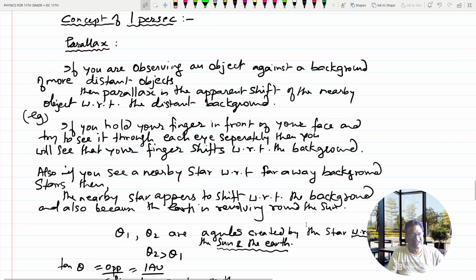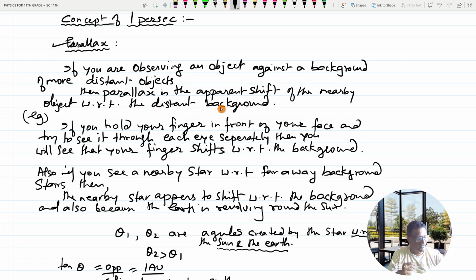Now to understand this concept of parsec, first you should understand what is the meaning of parallax. Okay. See, if you are observing any object against a background of a more distant object. Now, suppose you are keeping your finger in front of your eyes, and behind your finger, there's an open sky like thing. So that sky becomes a distant object, and the finger becomes a near object. And that near object, when you see with your eyes, what will happen? The parallax is the apparent shift of the nearby object with respect to the distant object, the distant background.